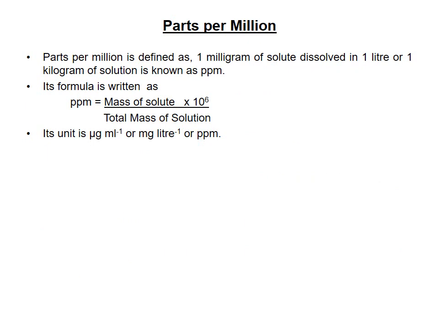The next unit is parts per million, ppm. Parts per million is defined as 1 milligram of solute dissolved in 1 liter or 1 kilogram of solution is known as ppm. Its formula is written as ppm is equal to mass of solute into 10 raised to 6 upon mass or volume of solution. Its unit is microgram per milliliter or milligram per liter or ppm.